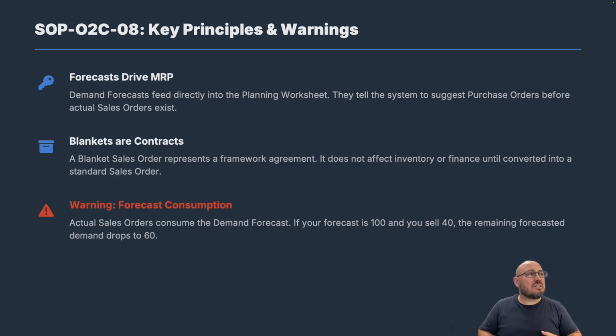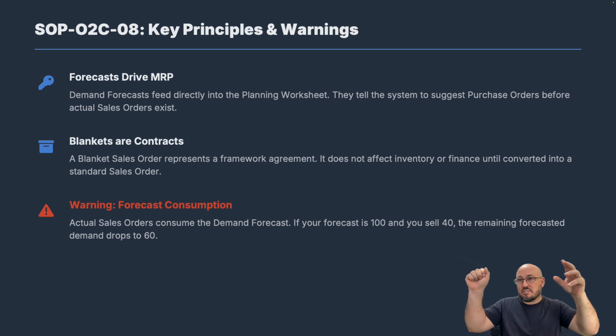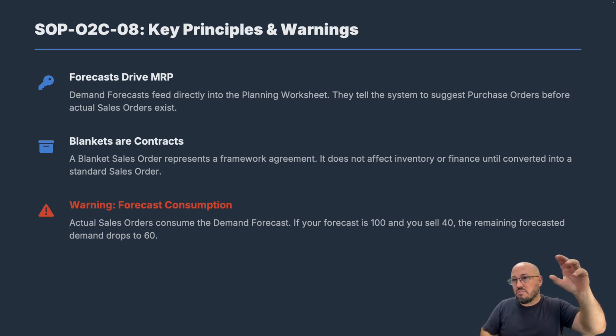All right. And so the warning here with forecasting consumption, you need to understand, let's say I've planned on 1,000 tables a month. I've got a blanket sales order for 1,000 tables a month. When I convert 1,000 down, the demand of 1,000 gets met with the 1,000 that I sold. Let's say I have demand in the demand forecast of 1,000, I sell 500. What you're going to have is the demand forecast reduced to 500. It still equals 1,000. Okay, so it all works together.